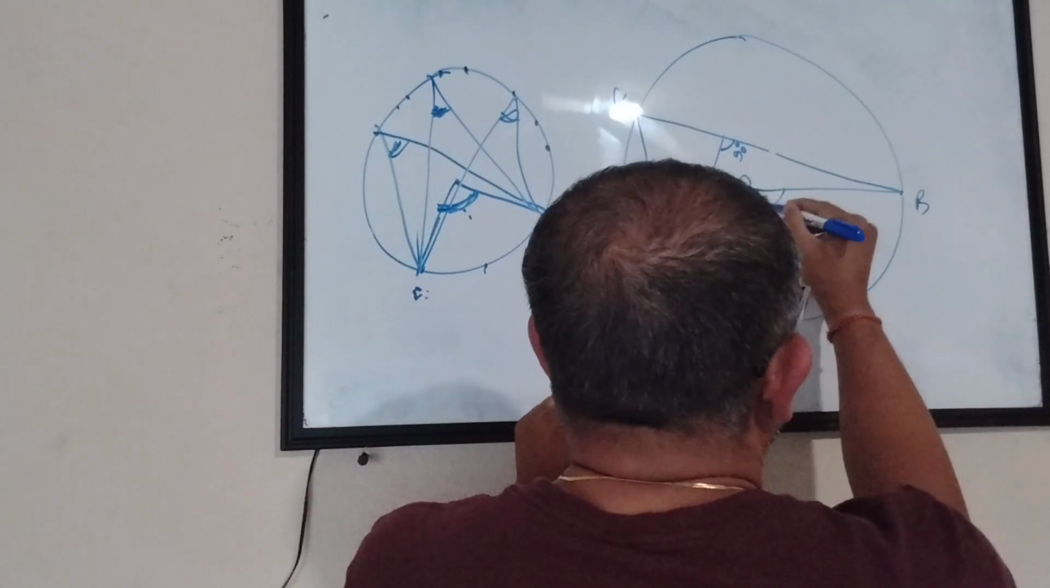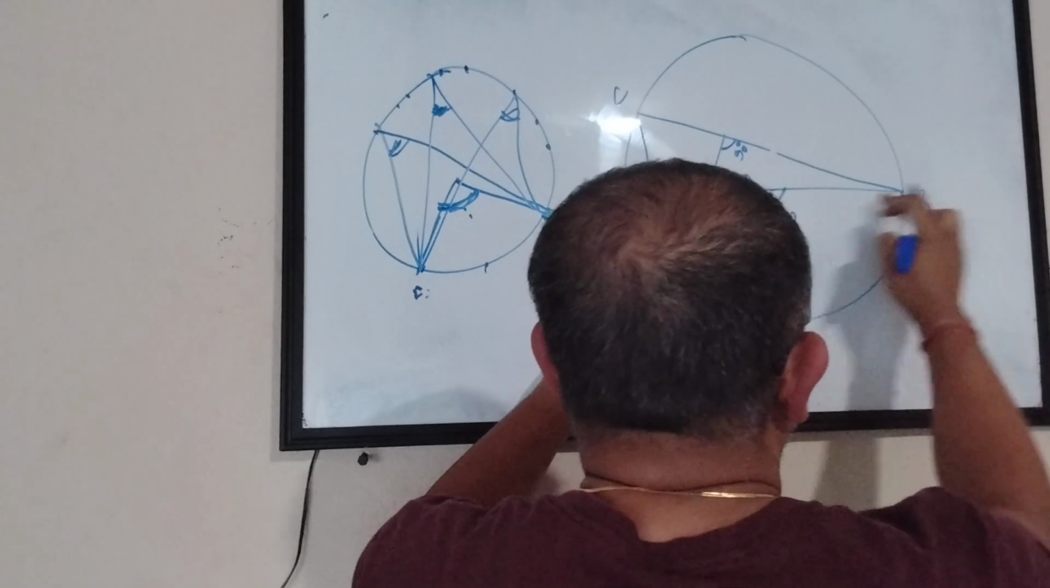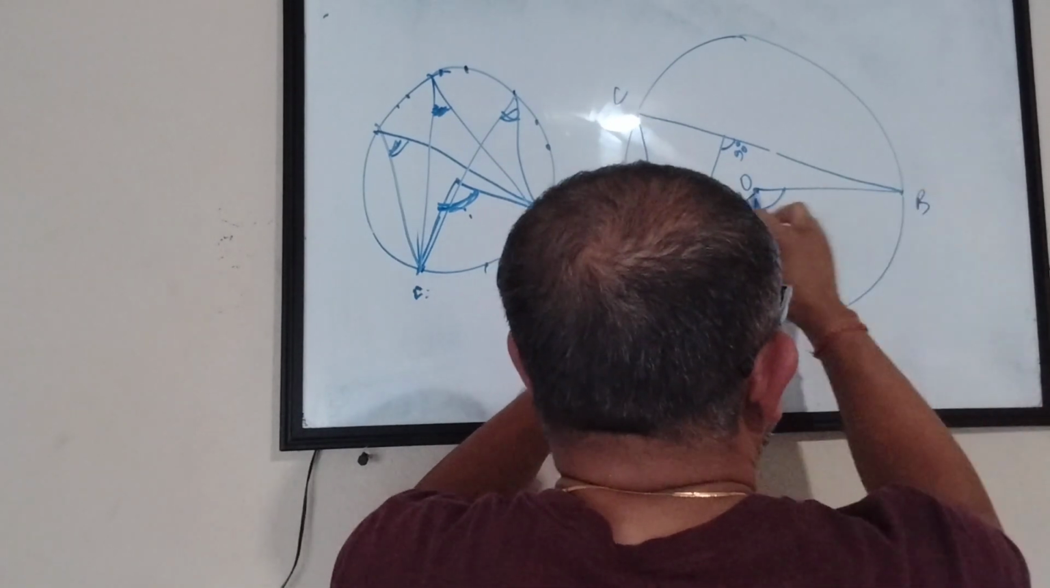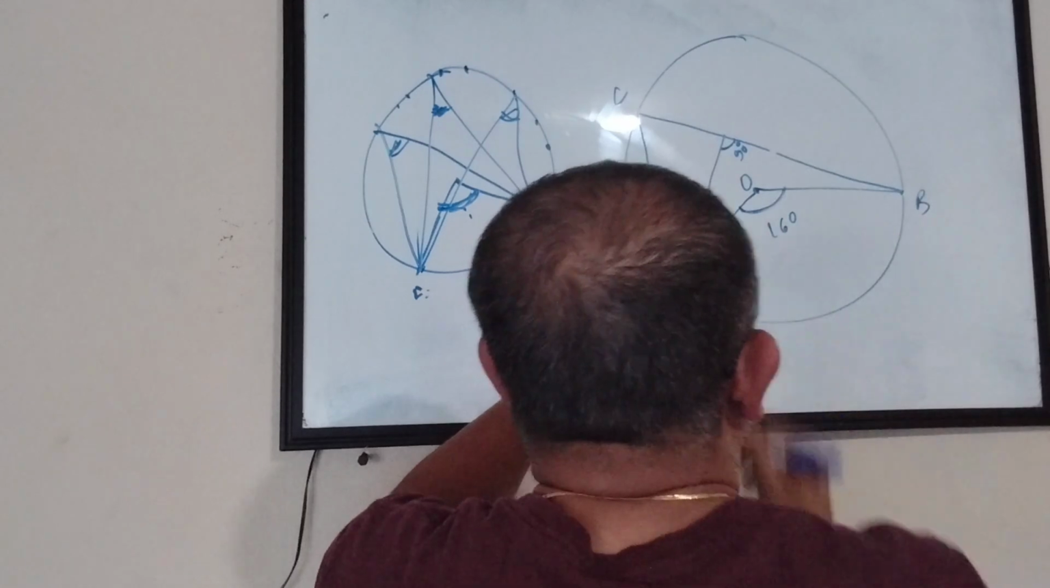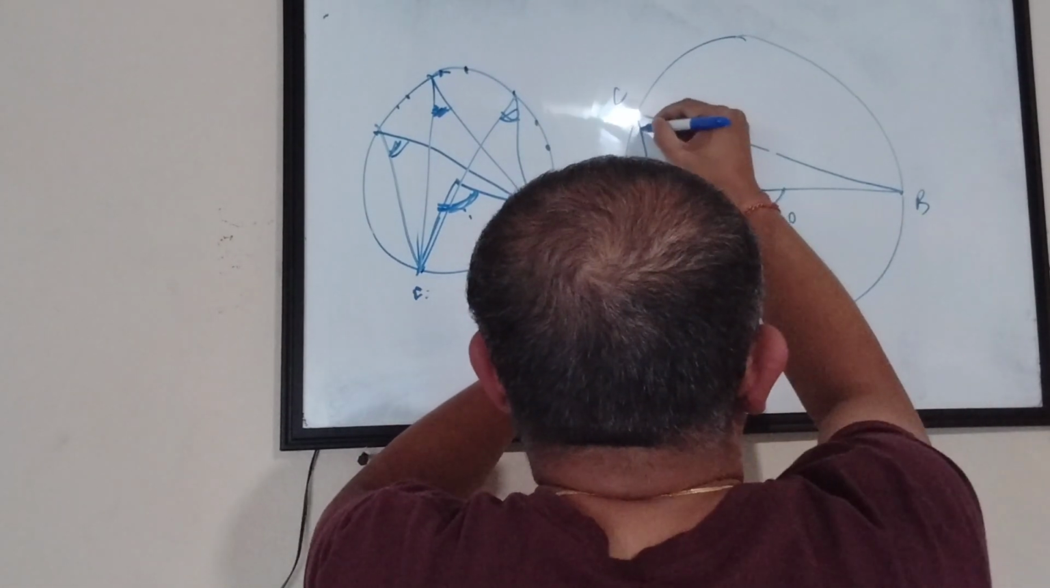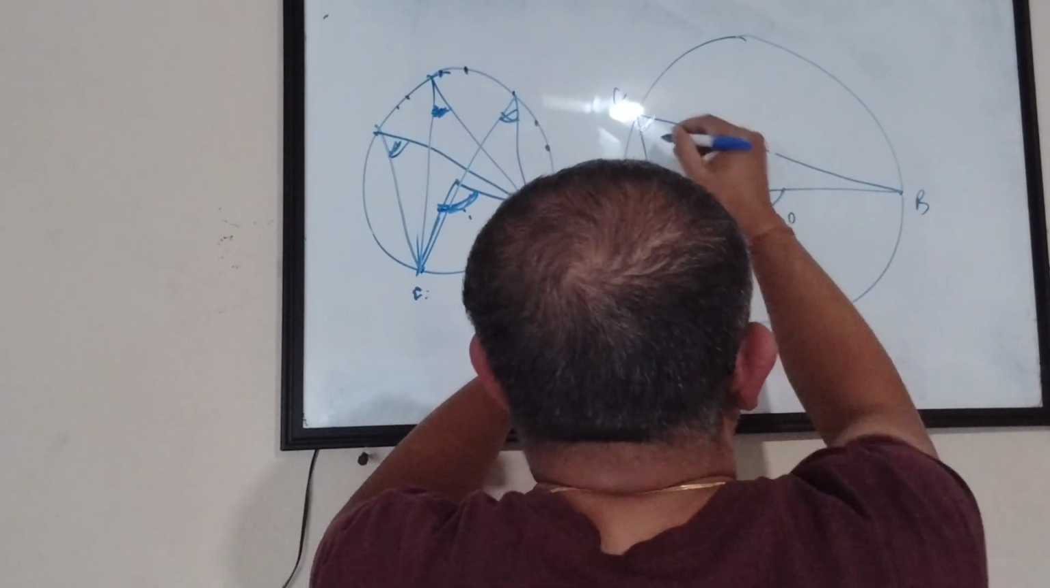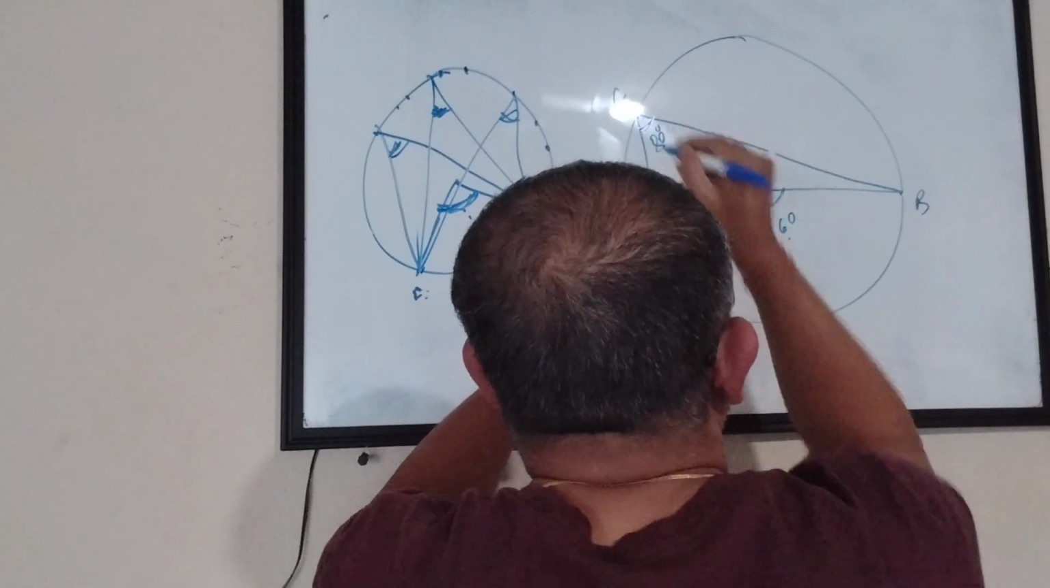Now, from this one, what all we can find? So that theorem that we talked about, that this chord is making some angle here. This angle will be 2 times the angle made on any point on the perimeter. So this angle is how much? Half of this, that will be 80 degrees.